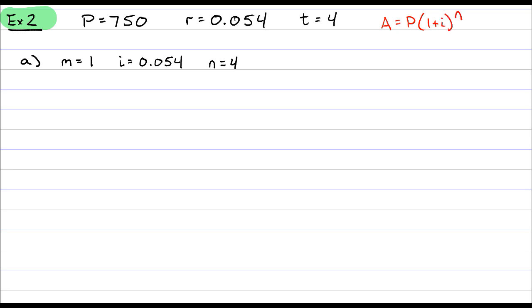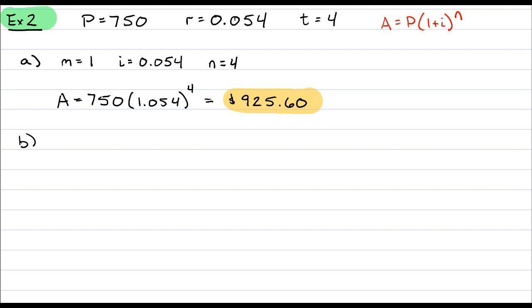So for this particular example, A, the accumulated or future value, is equal to the principal, or the present value, times 1 plus I raised to the nth power. Now, if I plug that into the calculator, I'm going to get $925.60. Okay? So the value of the account after 4 years, if I'm compounding interest annually, is $925.60.